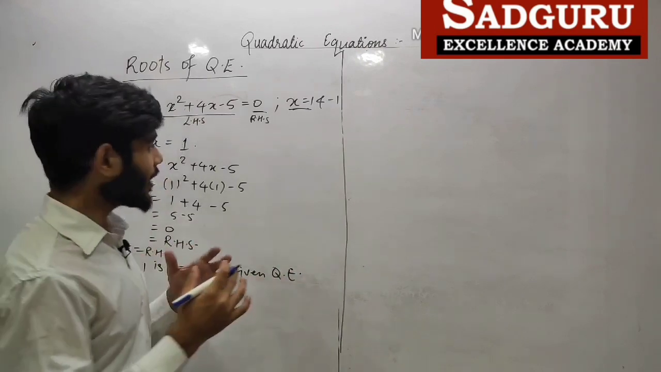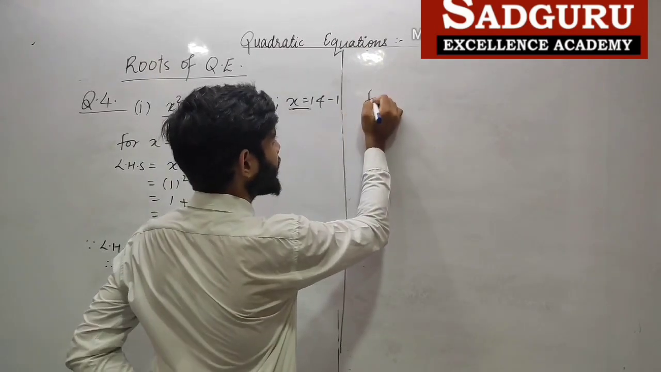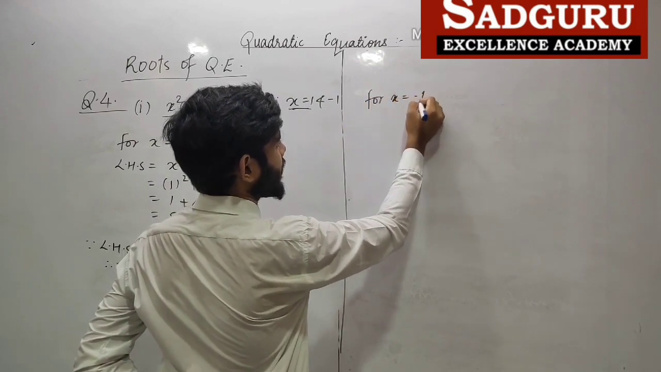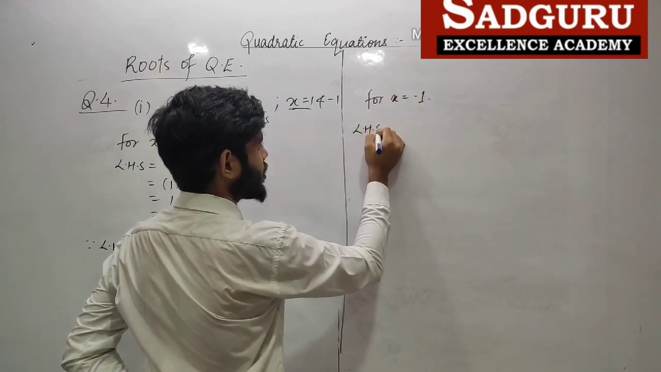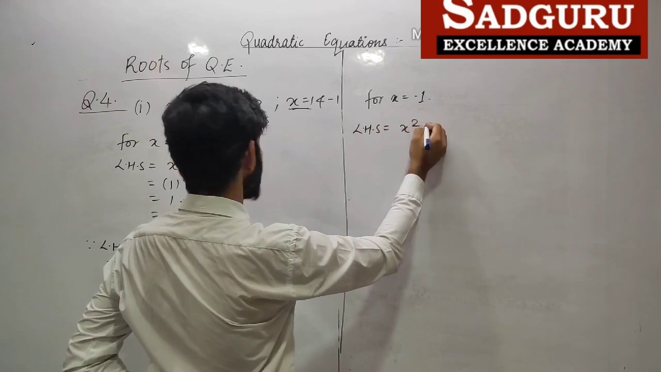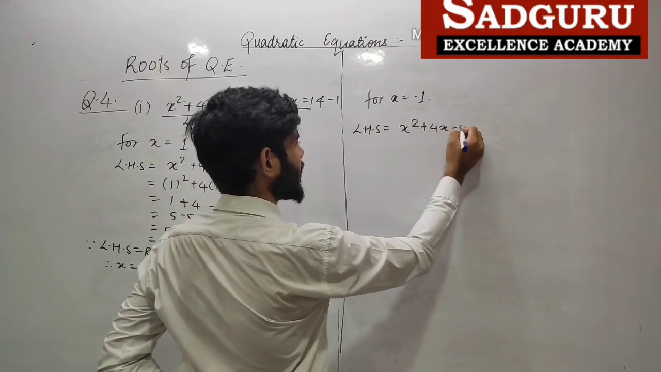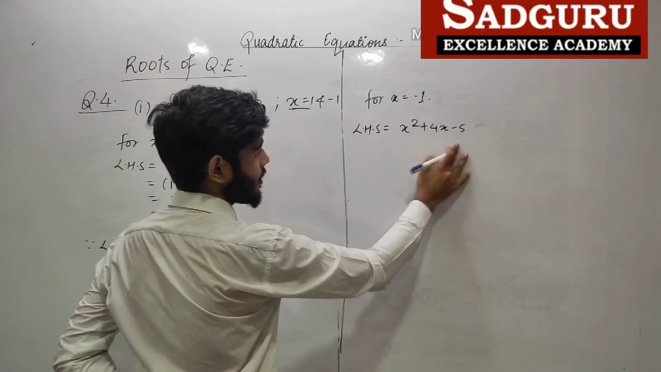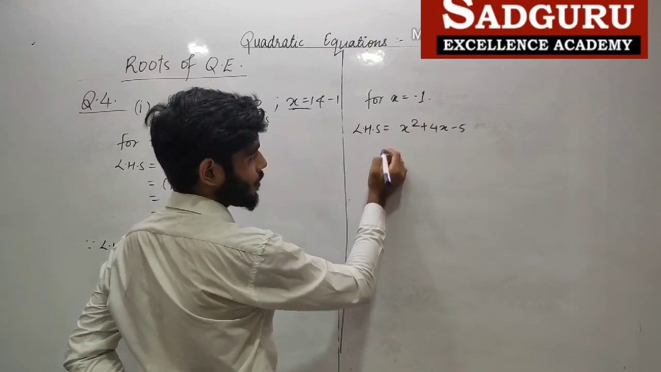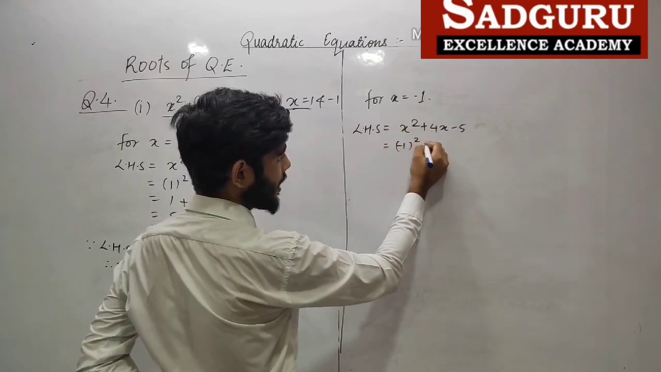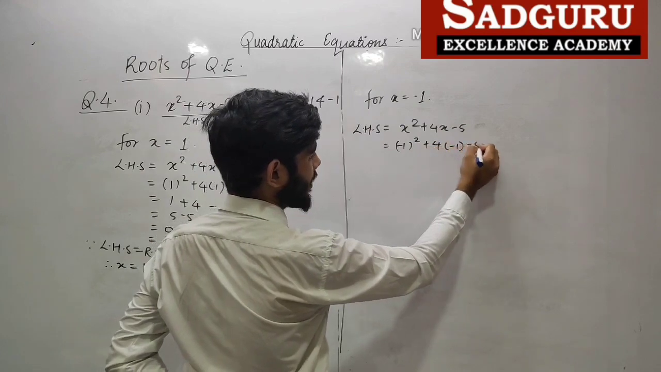Now let's check for x equals minus 1. For x equals minus 1, write down the LHS, that is equal to x square plus 4x minus 5. Now put the value x equals minus 1. So (minus 1) the whole square plus 4 times (minus 1) minus 5.